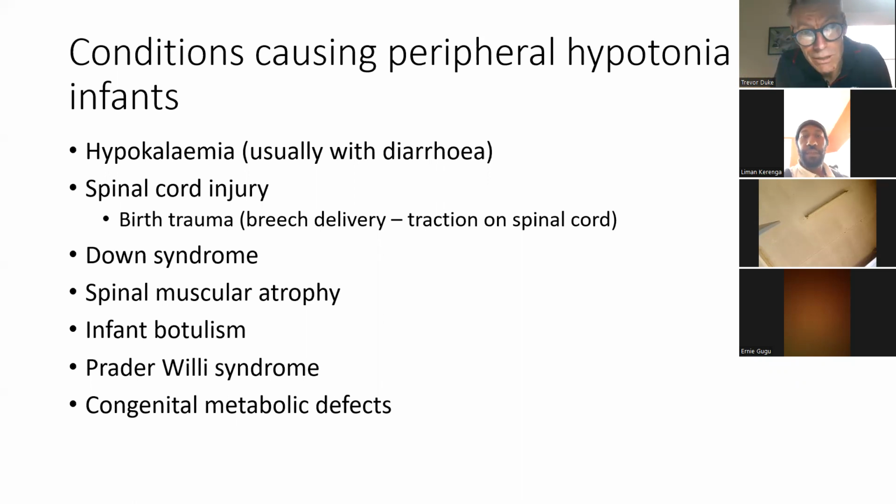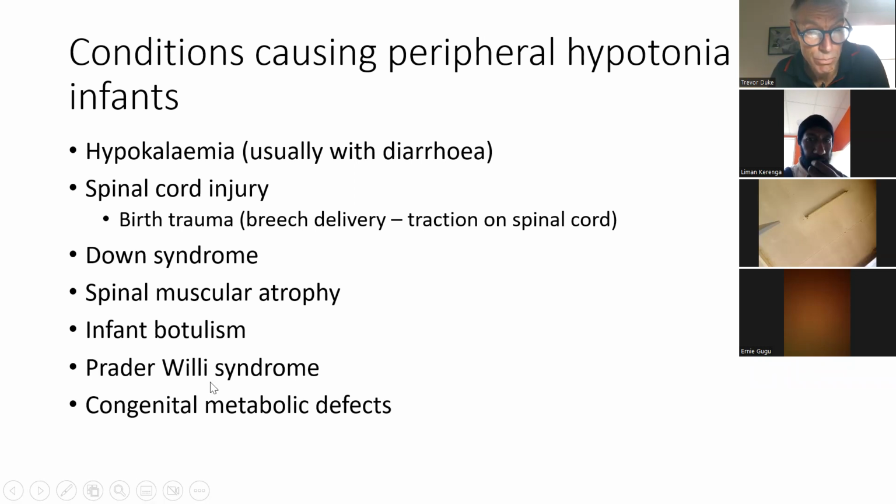Other babies that are floppy, babies with Down syndrome, they're hypotonic. There is a condition called spinal muscular atrophy that involves the anterior horn cells, or polio can lead to acute flaccid paralysis.